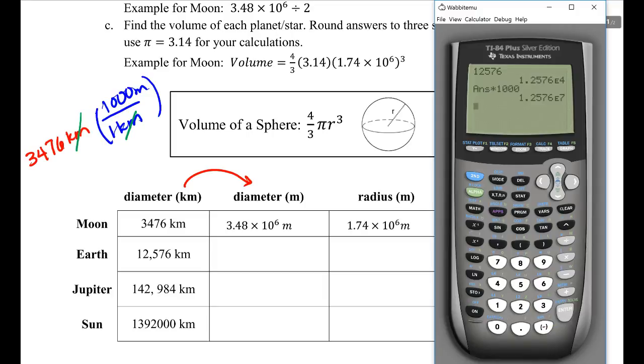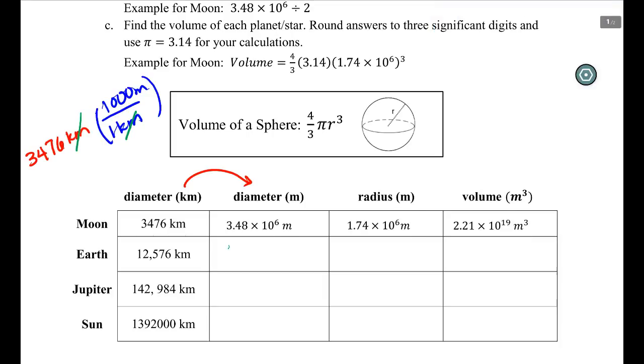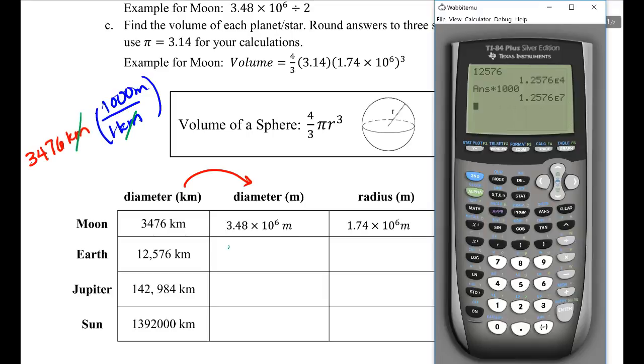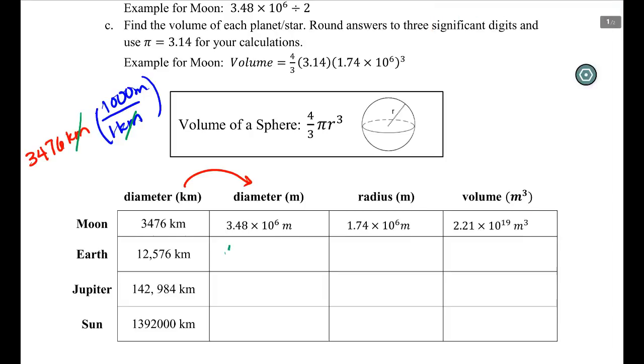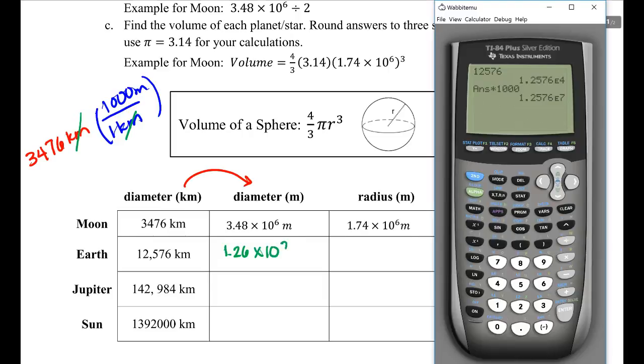So this tells me that for the Earth, the diameter is 1.26 times 10 to the 7th. That's what my little calculator said. That little E just means times 10 to the 7th.